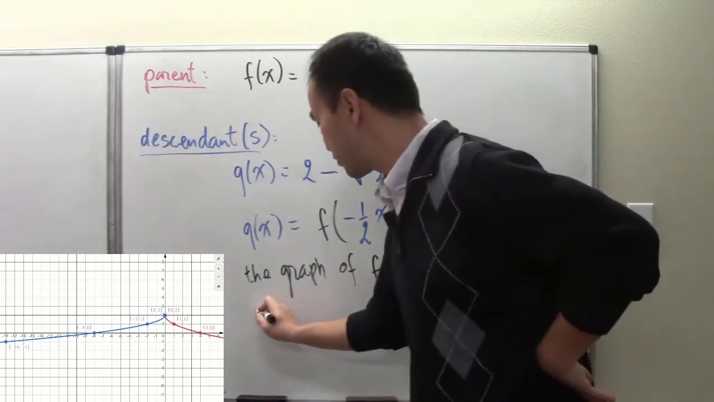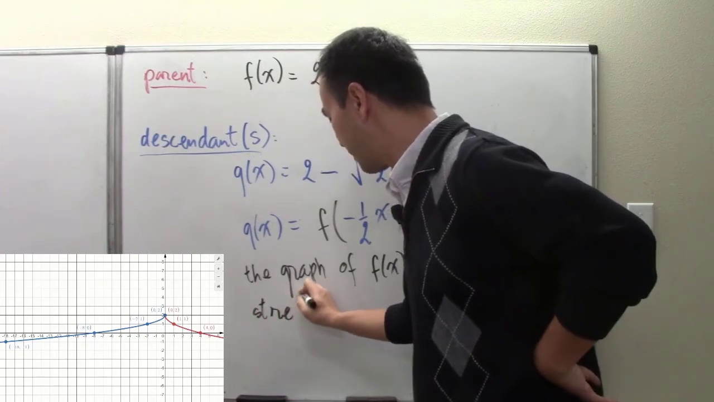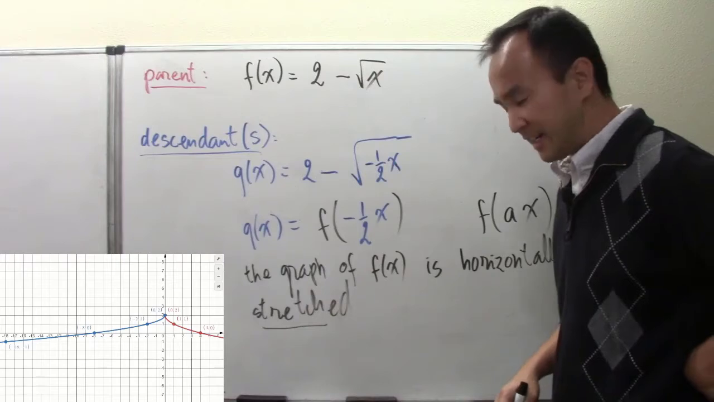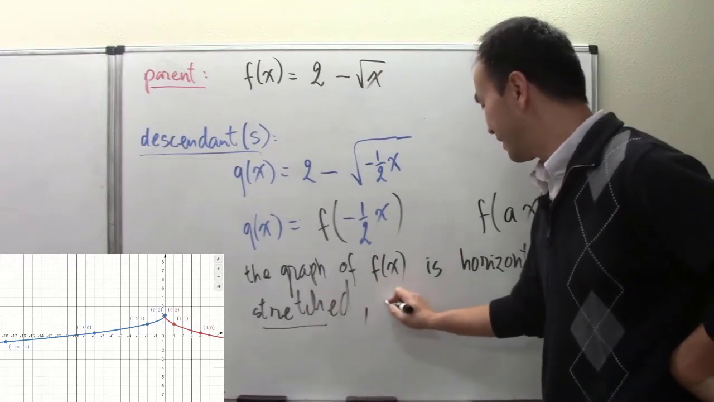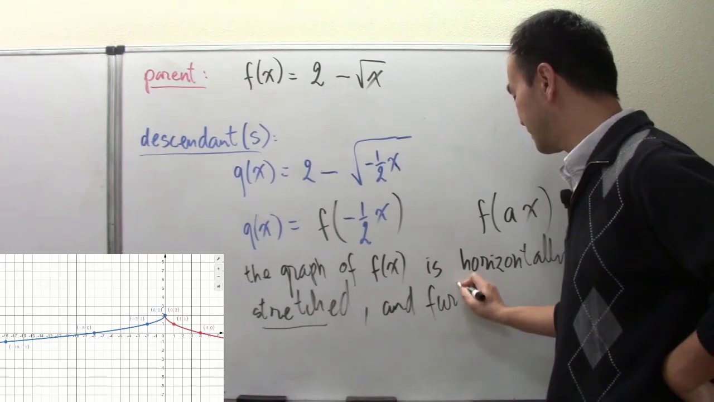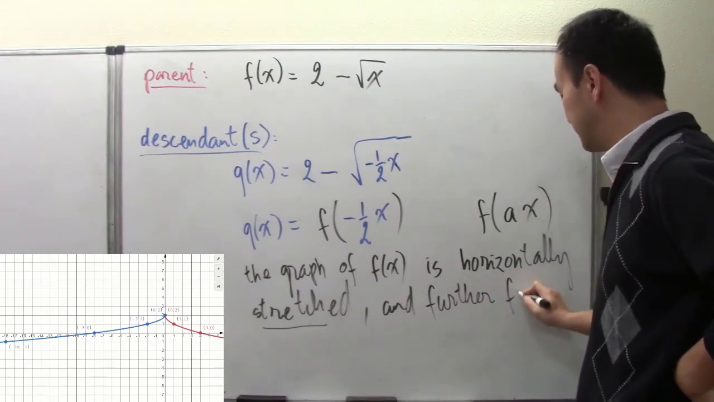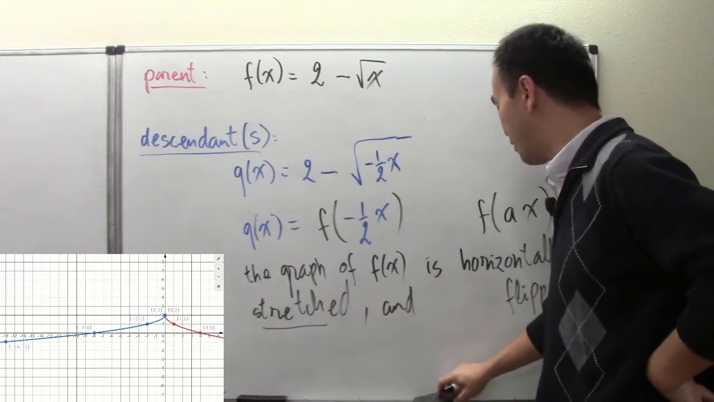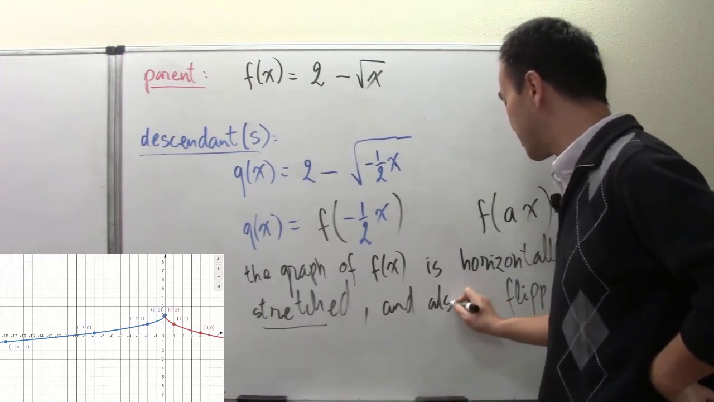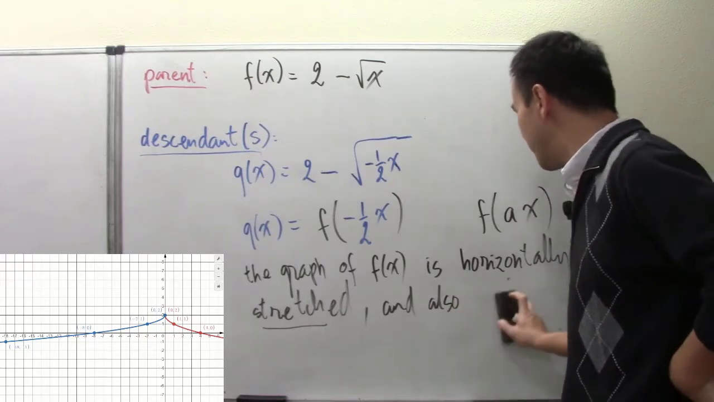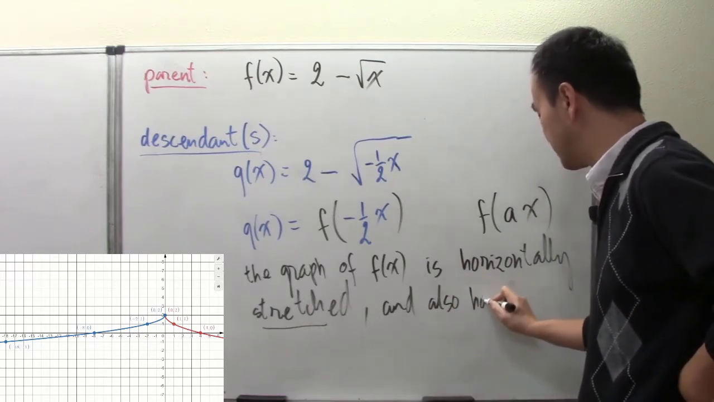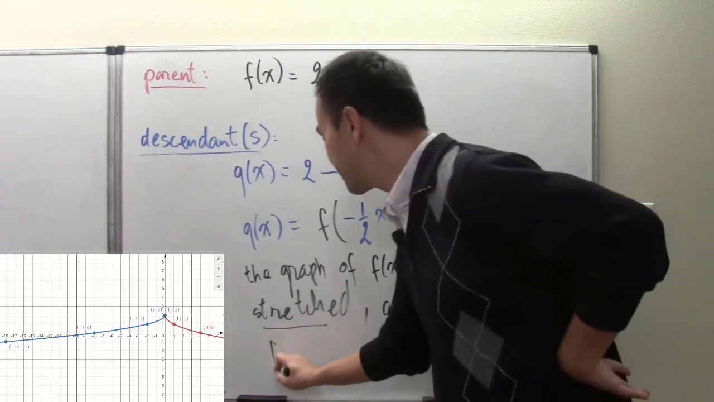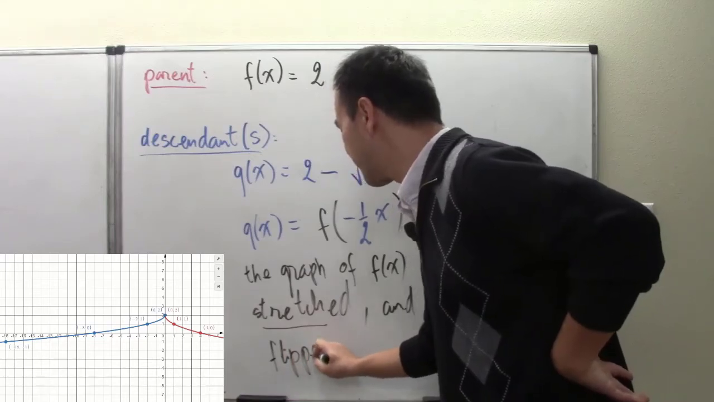All right, it's horizontally stretched. All right, so stretch again. It's horizontally stretched, and further, also horizontally flipped. All right, horizontally flipped. So two properties happen.